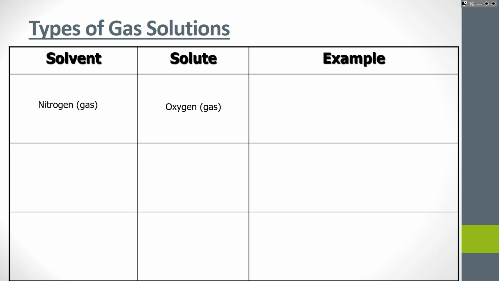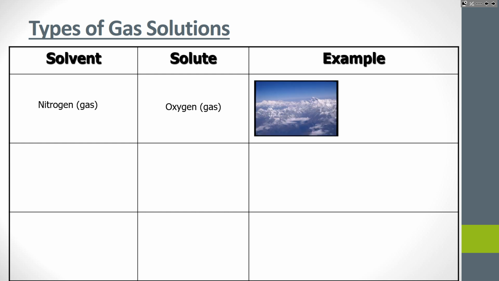That's a gas-gas solution. And a good example of that is the air you're breathing right now. It's hard to take a picture of air, so I took a picture of a skyline, but the air in the atmosphere is a solution of oxygen gas dissolved in nitrogen gas. Nitrogen being the bigger part, oxygen being the smaller part.